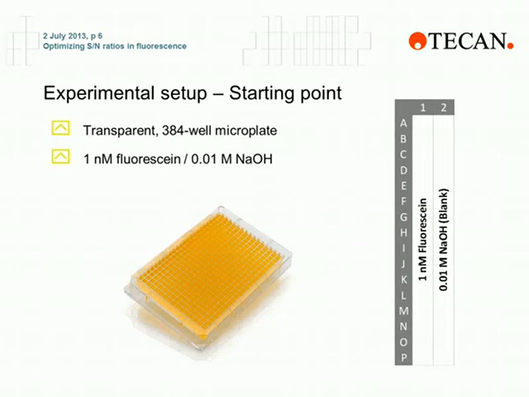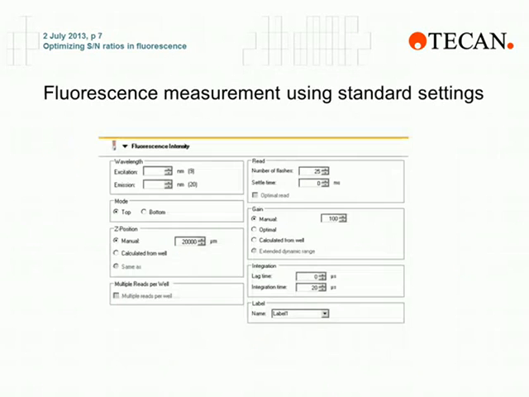So I have selected a rather simple experimental setup in order to be capable to follow all the steps we do, and so that we don't have to focus too much on the assay itself. What I'm using is 1 nanomolar fluorescein dissolved in a 0.01 molar sodium hydroxide blank or buffer.